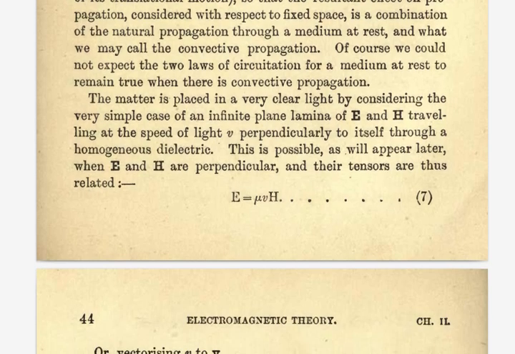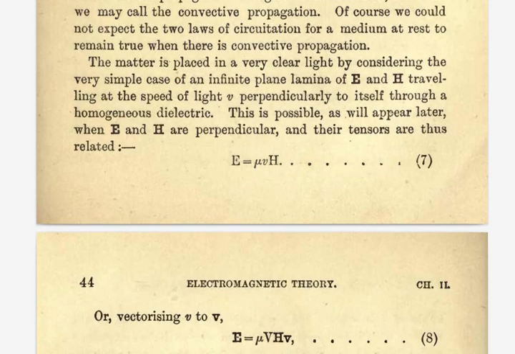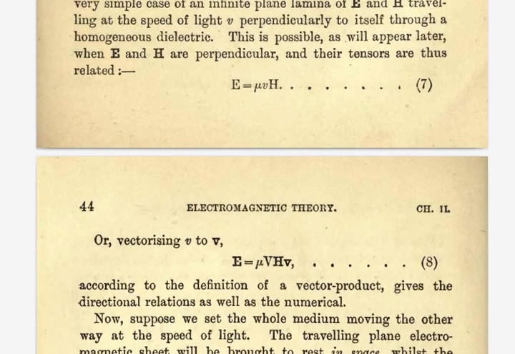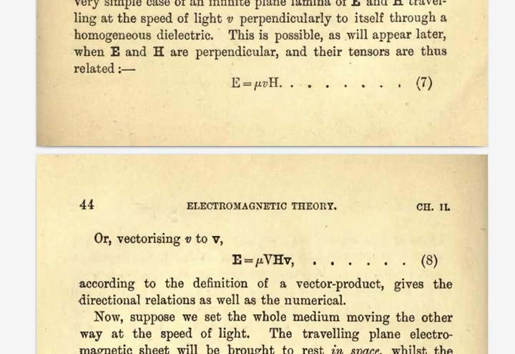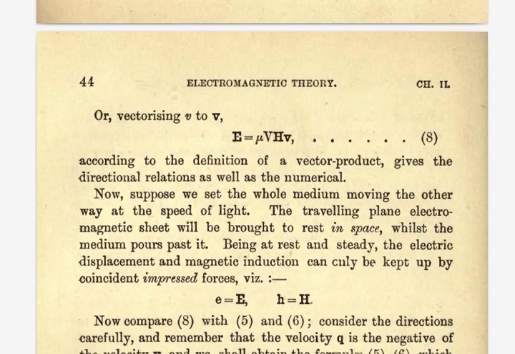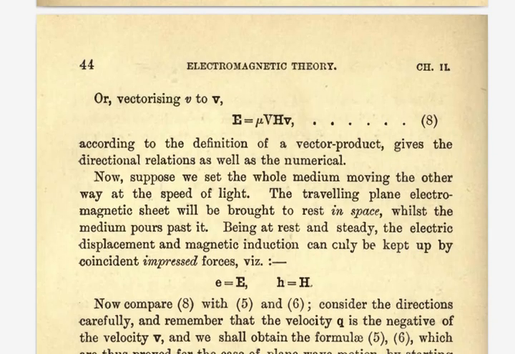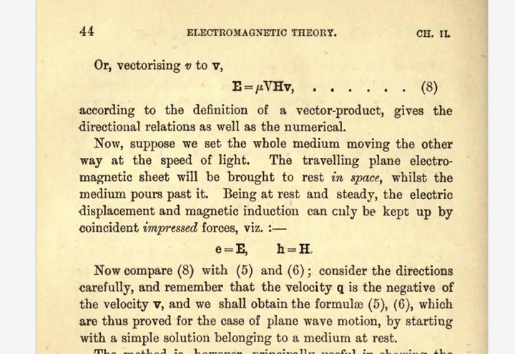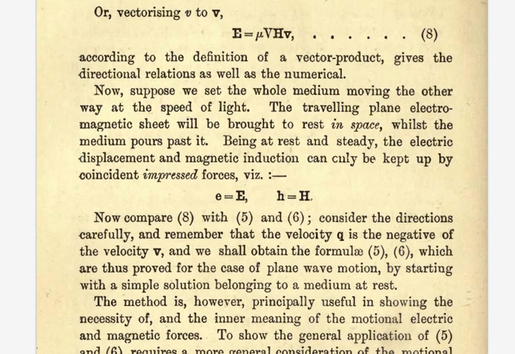Of course, we could not expect the two laws of circuitation for a medium at rest to remain true when there is convective propagation. The matter is placed in a very clear light by considering the very simple case of an infinite plane lamina of E and H traveling at the speed of light v perpendicularly to itself through a homogeneous dielectric. This is possible, as will appear later, when E and H are perpendicular, and their tensors are thus related. Force E equals mu v times H, or vectorizing v to v, E equals mu vector product HV. According to the definition of a vector product, this gives the directional relations as well as the numerical.